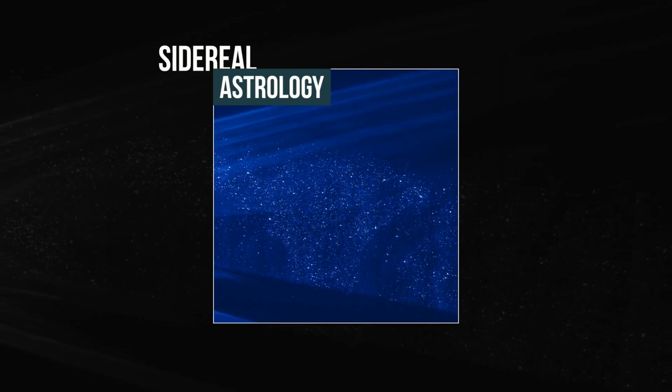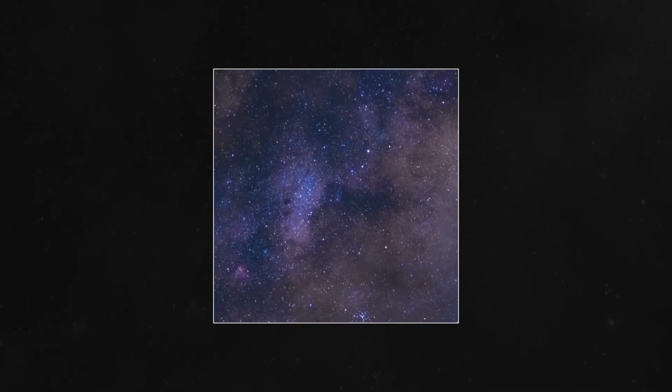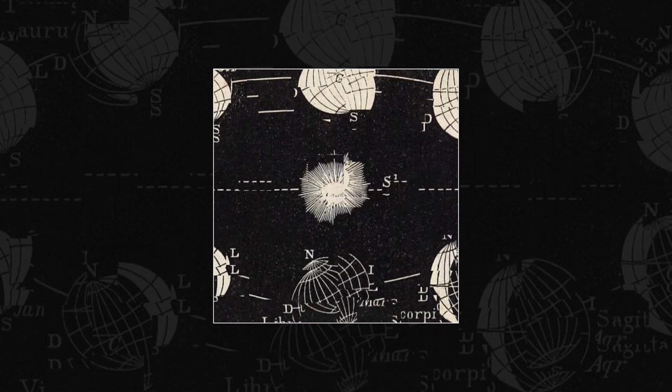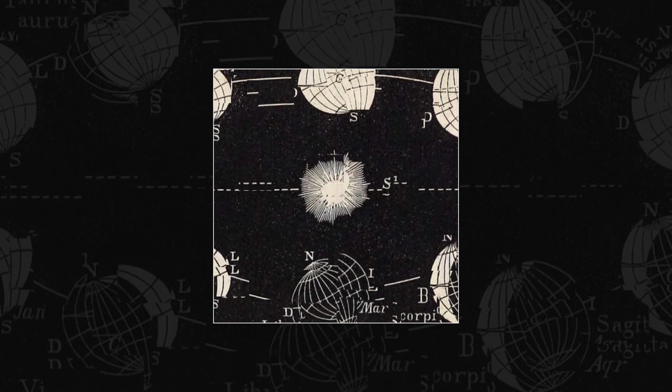Sidereal astrology is another system that is widely used in India and some parts of Asia. It is based on the actual position of the stars in the sky, as observed by astronomers. The zodiac signs in sidereal astrology are slightly different from those in tropical astrology, because they take into account the precession of the equinoxes, which is the gradual shift of the Earth's axis over time.